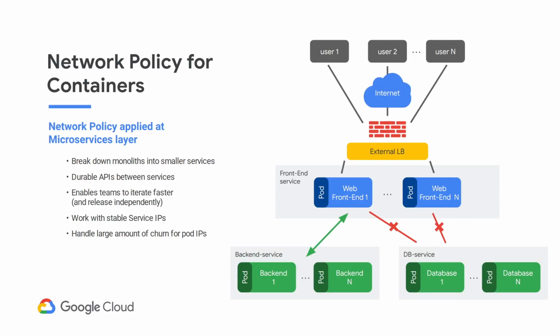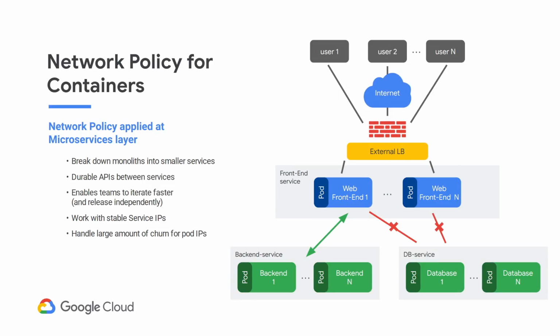So now, instead of applying network policy at the network layer, we have a microservices-based network policy application. This enables you to have microsegmentation for your services, where you tell exactly which services can talk to which other services. The enforcement is done when different pods talk to each other belonging to different services. So you can actually break down your monoliths into smaller pieces. You have durable APIs between your services, and the network policy agent can actually handle a large amount of churn for pod IPs that is typical of Kubernetes.